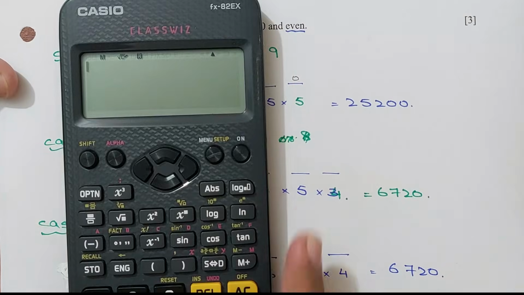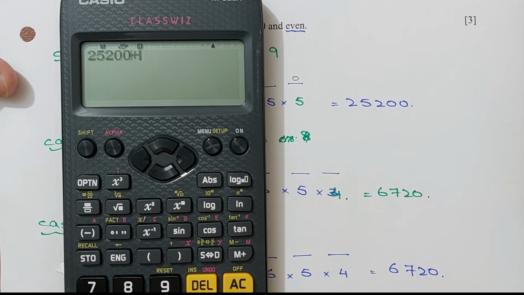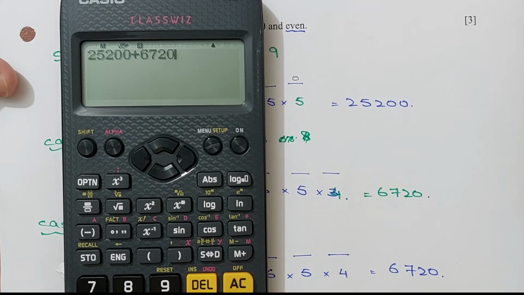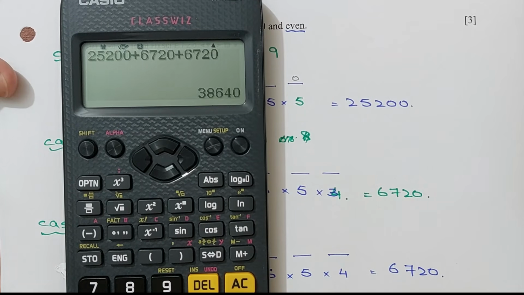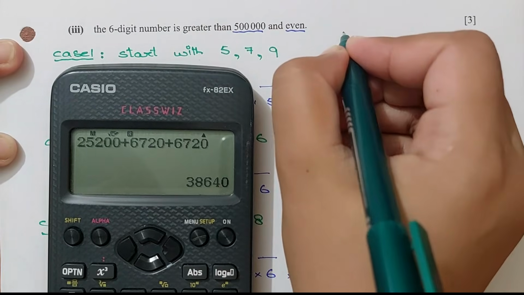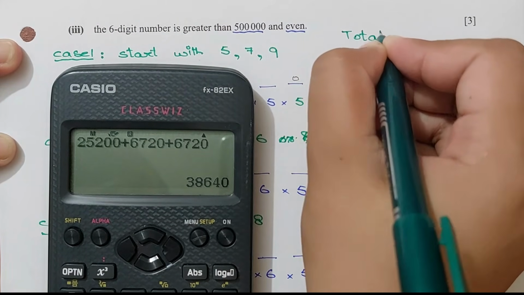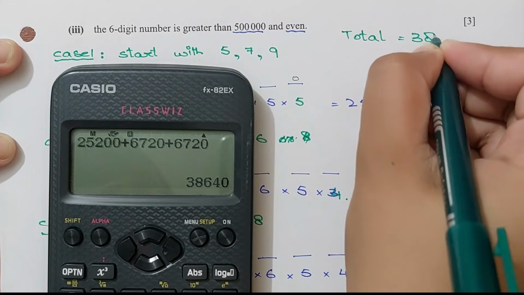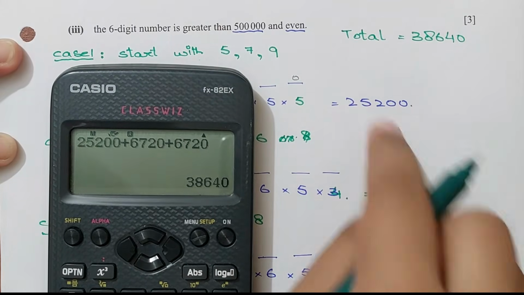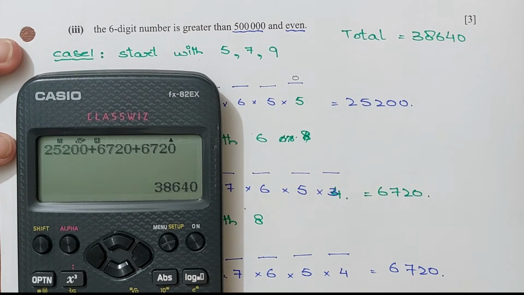Now let me add all of them. 25,200 plus 6720 plus 6720. The total is 38,640, right? Number of ways. This is the total, which is 38,640 by adding all the 3 cases.